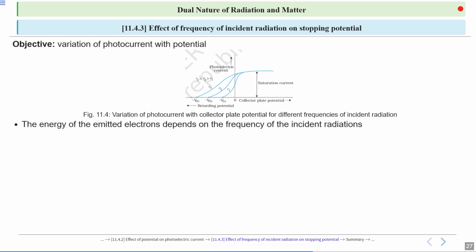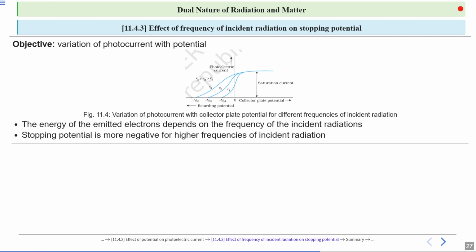The energy of the electrons that are emitted depends on the frequency of the incident radiation, not its intensity. That means if we use light with higher frequency, the electrons come out with more energy. So notice here that the stopping potential, the minimum negative voltage needed to stop the photocurrent completely, is more negative for higher frequencies of the incident radiation. In other words, you need a stronger opposing voltage to stop the more energetic electrons produced by higher frequency light. This shows us that as the frequency of light increases, the maximum kinetic energy of the emitted electrons also increases.